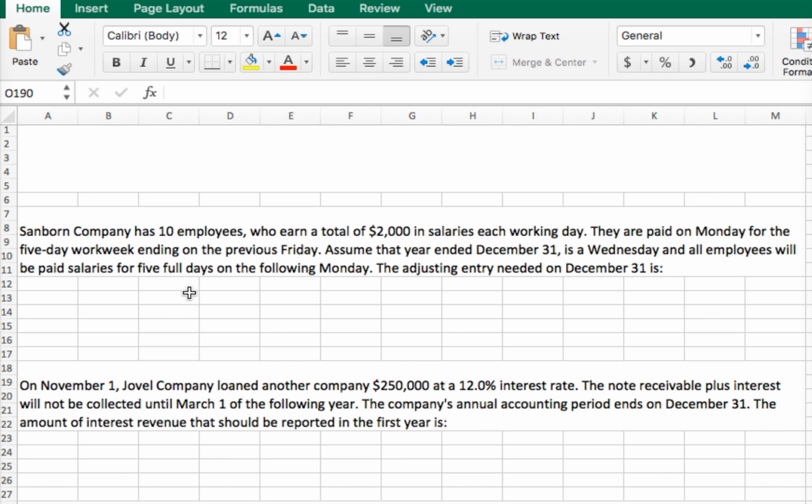Okay. So, paid on Monday for the previous 5 days. Okay. So if the year ends December 31st on a Wednesday, we've essentially worked 3 days that week, and we need to do an adjusting entry that shows us recognizing salaries expense for those 3 days and recognizing that we owe a payable. Okay, so I'm going to have a debit. Debit to salaries expense for, we're told, $2,000 per working day. We got 3 working days. So the total there is going to be $6,000.